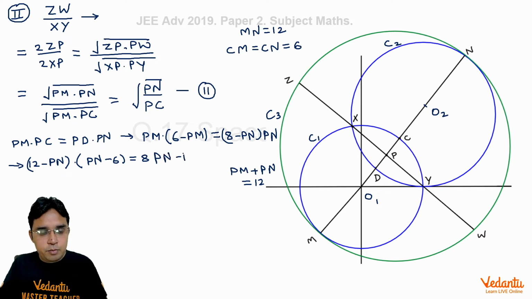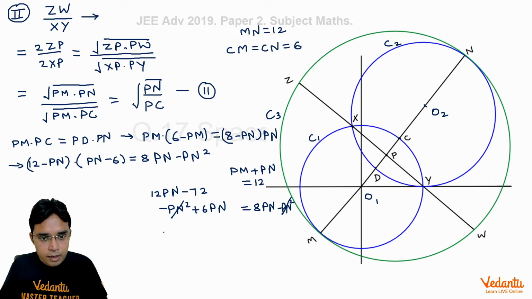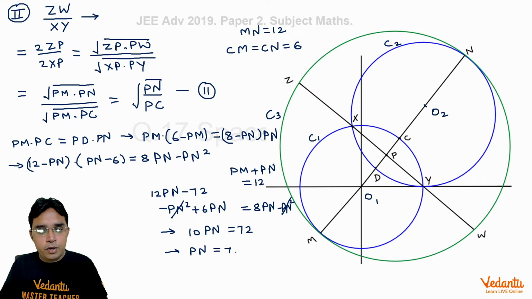Okay, now if we multiply these brackets, we will get 12 PN minus 72 minus PN square plus 6 PN, and this will be equal to 8 PN minus PN square. Okay, this PN square gets cancelled, and on the left hand side we will be having 12 plus 6 minus 8, that is 10 PN is equal to 72. So this gives us PN length to be equal to 7.2.